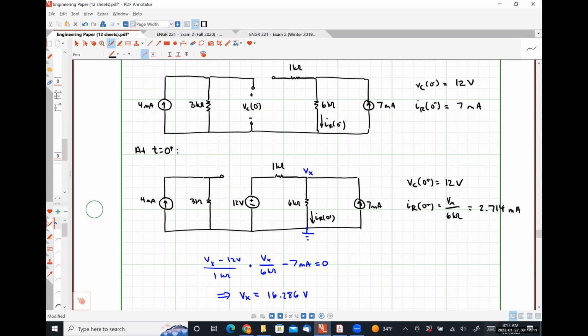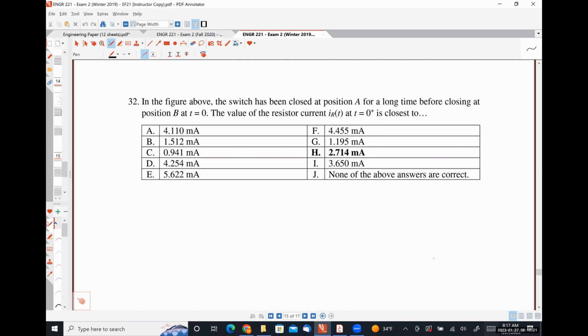Okay. So any questions regarding the analysis that we've done here? Just for safety's sake, let's check the answers. 2.714 milliamp seems legit.